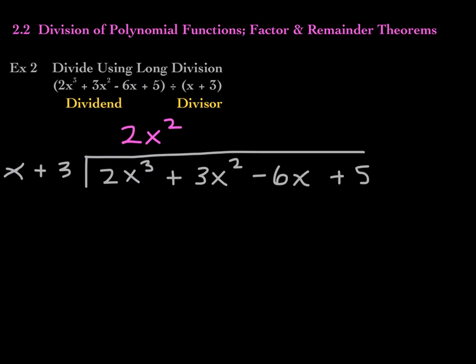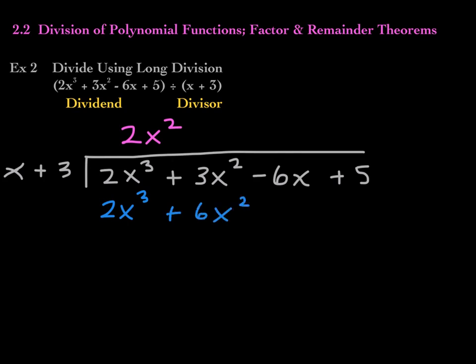The next step in the process is to take each of these terms in your divisor and multiply each one of them by 2x squared. And we're going to write the result, the product, down here. So x times 2x squared and 3 times 2x squared, and write the product here. All right, so let's do that now. So x times 2x squared is 2x cubed. And 3 times 2x squared is 6x squared.